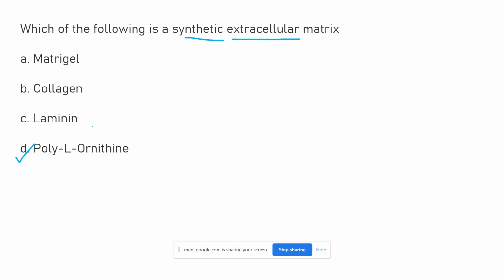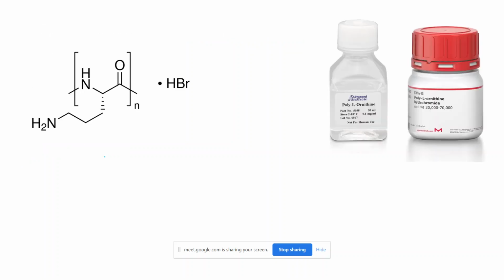Collagen and laminin are not synthetic. They are produced naturally. They are part of naturally occurring ECM, while poly-L ornithine is a synthetic matrix. So this is poly-L ornithine. In the laboratory, you will find it either in powder form or in solution form. This is the basic composition of poly-L ornithine. It is usually found in a hydrobromide form, but this goes away later. If we talk about the different kinds of ECM, they can either be synthetic or natural.